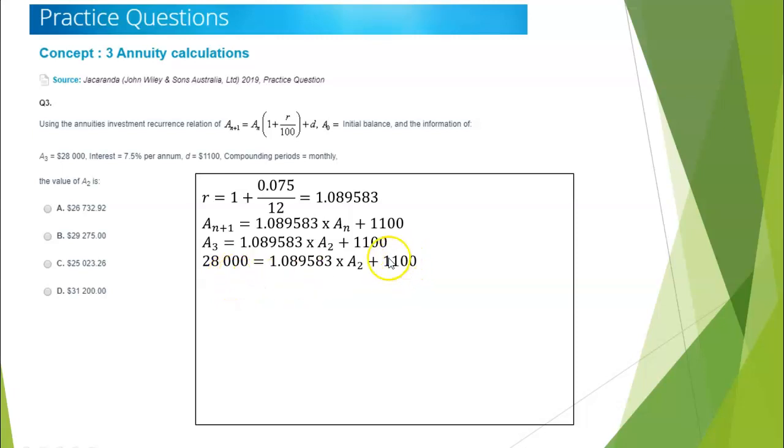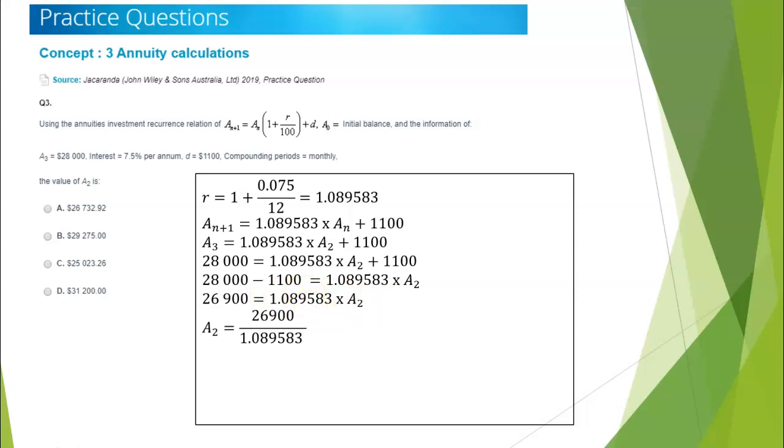Right. So my next step is to move this 1100 to this side of the equation. So I subtract it from both sides. So 28,000 take away $1,100 gives me 26,900 equals my R value times A2. So now I need to divide both sides by 1.089583 and I get my A2 value, $26,732.92, which I can see here is answer A.